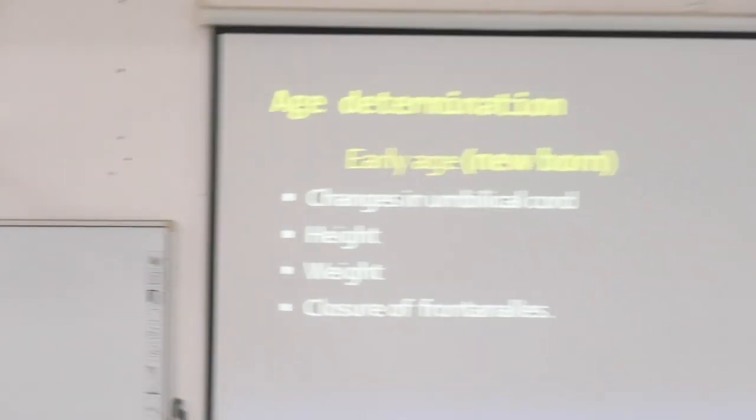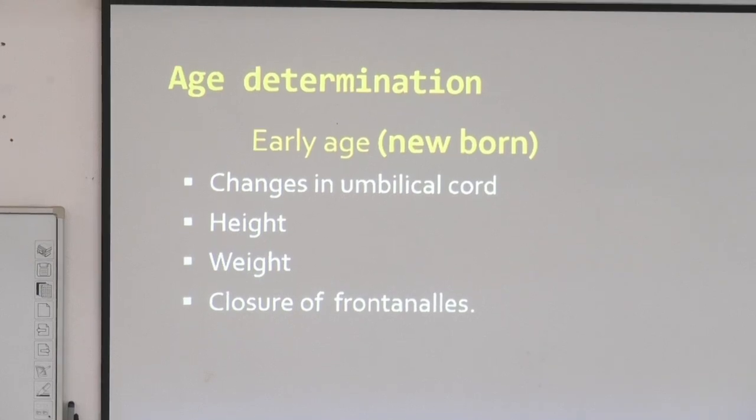So, age determination. I will not discuss it much; probably in pediatrics you will also learn these things. Changes in umbilical cord, height, weight, closure of fontanelles. But you must know these things: what are the parameters, how we assess the age? Because it is a very important thing in the development of the child. That is pediatrics, it is important. So in law it is important. So you must think what are the things actually considered for this person.